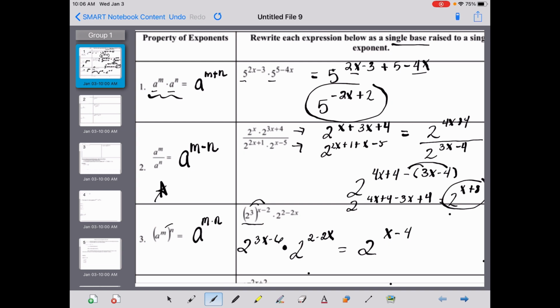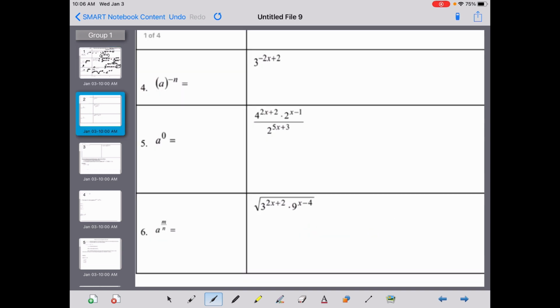Okay, moving on, and again, you can be pausing the video and trying these on your own. We have a to the negative n, and we already went over this in class. That's 1 over a to the positive n. So the issue here is I have two pieces. To write it as a single log, we're actually first going to write this one as two separate logs. So remember, addition means that originally you had 3 to the negative 2x times 3 to the second.